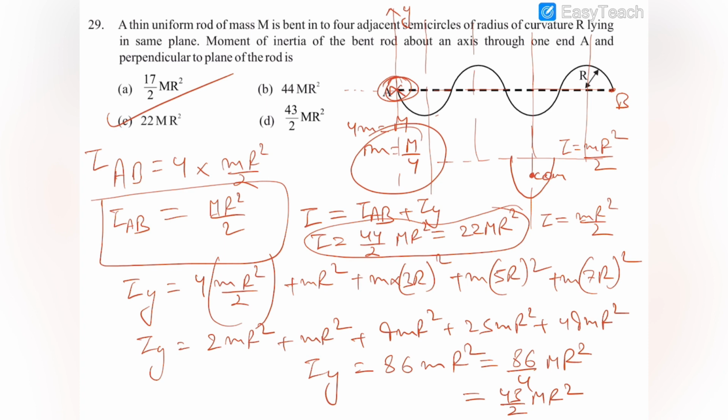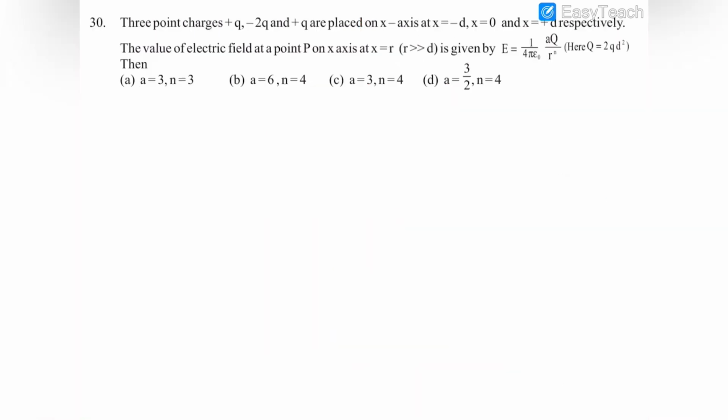Now we move on to the next question. You can see that in this question there are 3 point charges which are placed at these coordinates on the x-axis. The first one, q, is placed at x is equal to minus d. The second, minus 2q, is placed at the origin, and the third one, which is plus q again, is placed at x is equal to plus d.